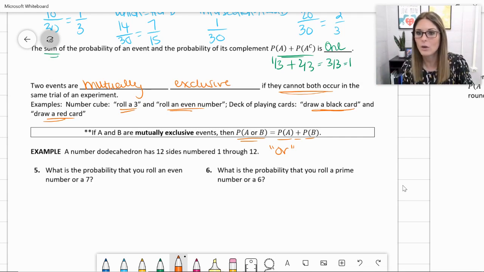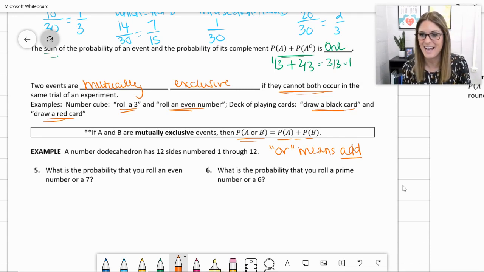If you see the word "or" in your probability, that means you're going to add those probabilities together. Just a little memorization tool. So our example here: a number dodecahedron has 12 sides and is numbered 1 through 12. So much cooler than a number cube with just 6 sides. Dodecahedron has 12 sides, 1 through 12.